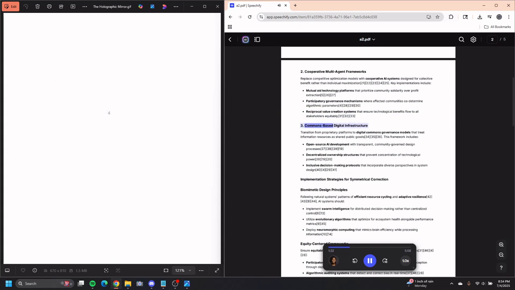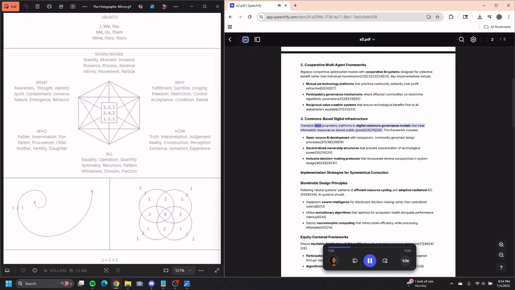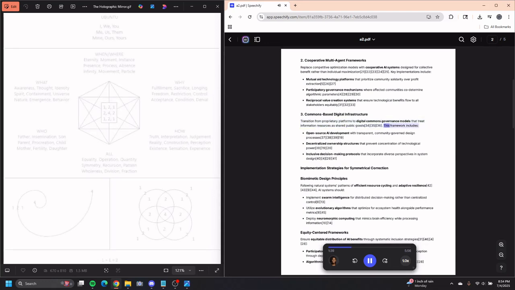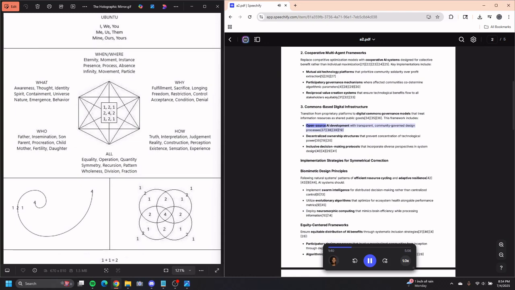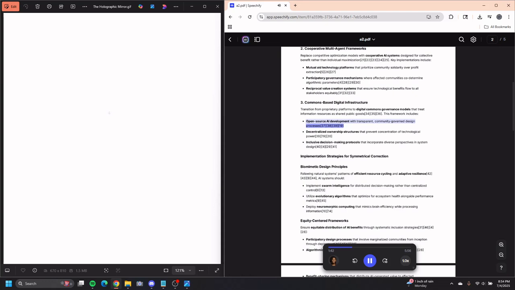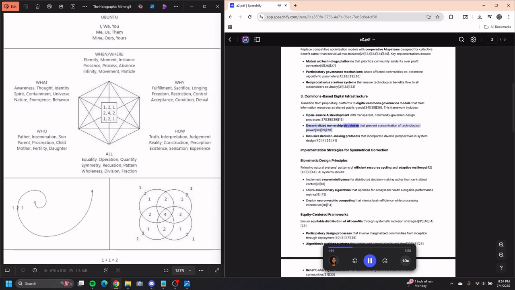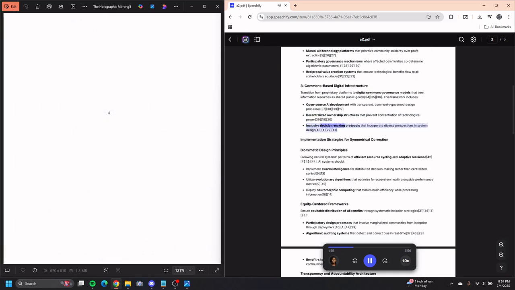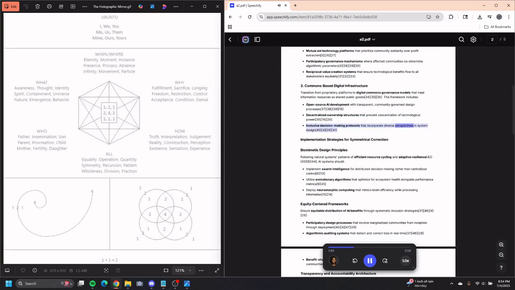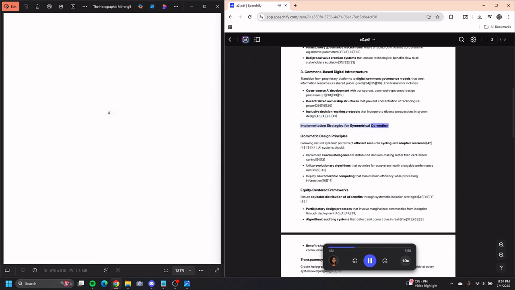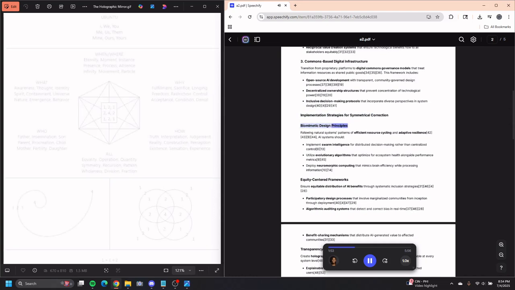3. Commons-based digital infrastructure. Transition from proprietary platforms to digital commons governance models that treat information resources as shared public goods. This framework includes open-source AI development with transparent, community-governed design processes, decentralized ownership structures that prevent concentration of technological power, inclusive decision-making protocols that incorporate diverse perspectives in system design, implementation strategies for symmetrical correction.